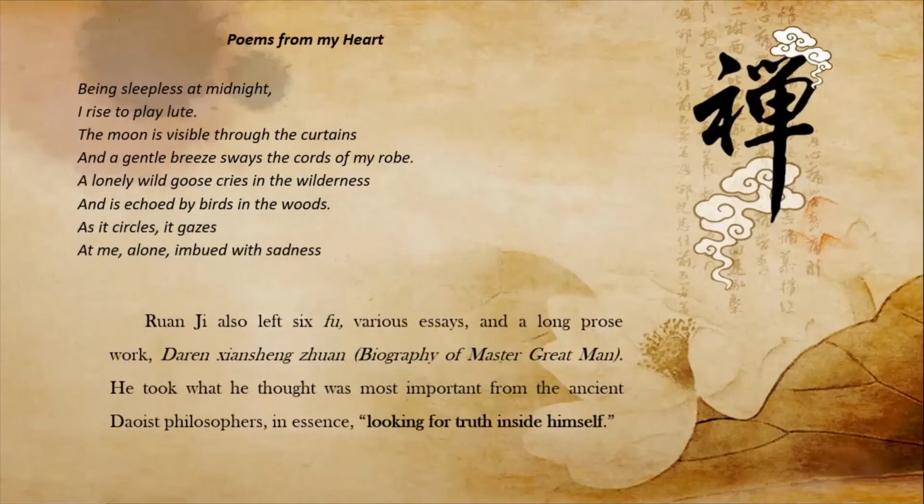Ruan Ji also left six fu, various essays, and a long prose work, which is the Biography of Master Great Men. He took what he thought was most important from the ancient Taoist philosophers, in essence, looking for truth inside himself.